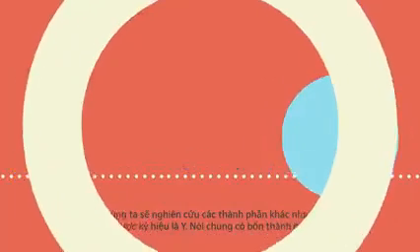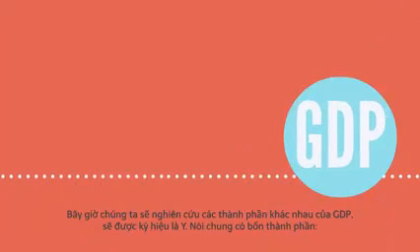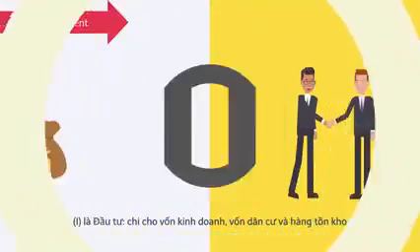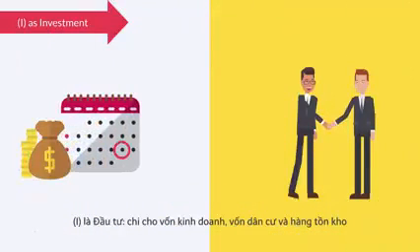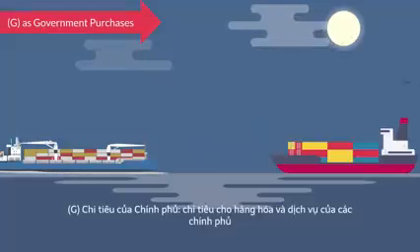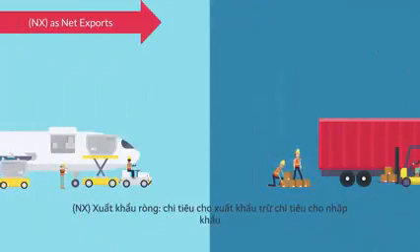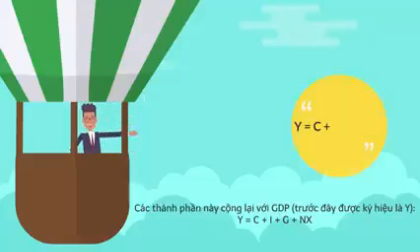Now we will study the various components of GDP, which will be denoted as Y. There are four components in general: C as consumption, spending by households on goods and services; I as investment, spending on business capital, residential capital, and inventories; G as government purchases, spending on goods and services by governments; and X as net exports, spending on exports minus spending on imports. These components add up to GDP, previously denoted as Y.